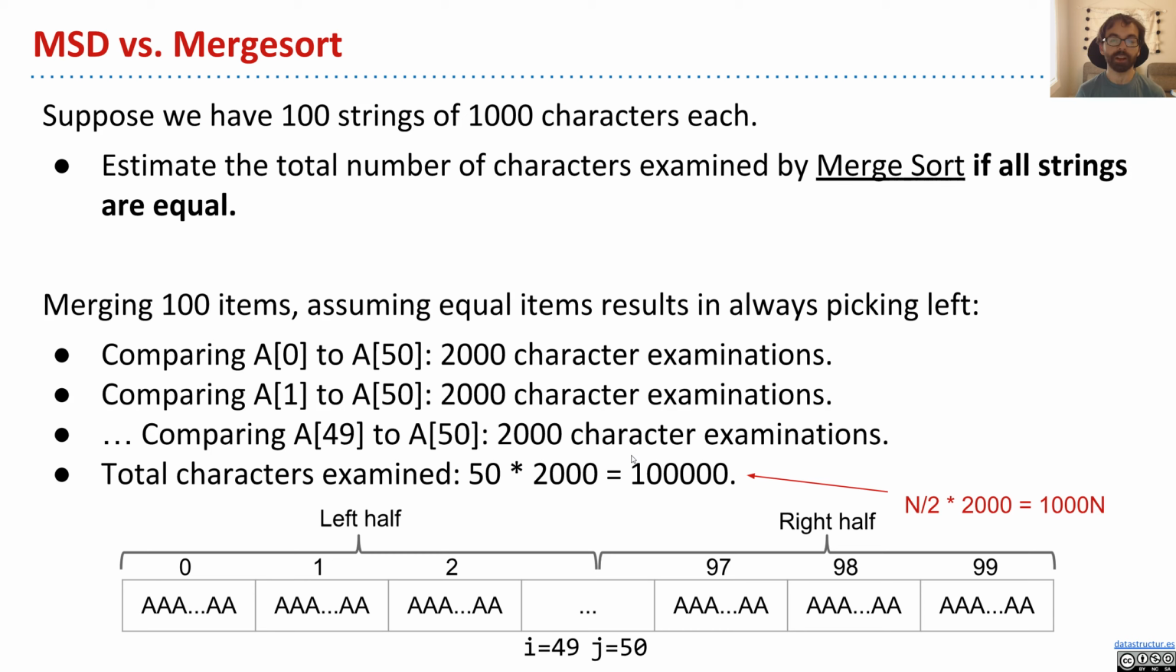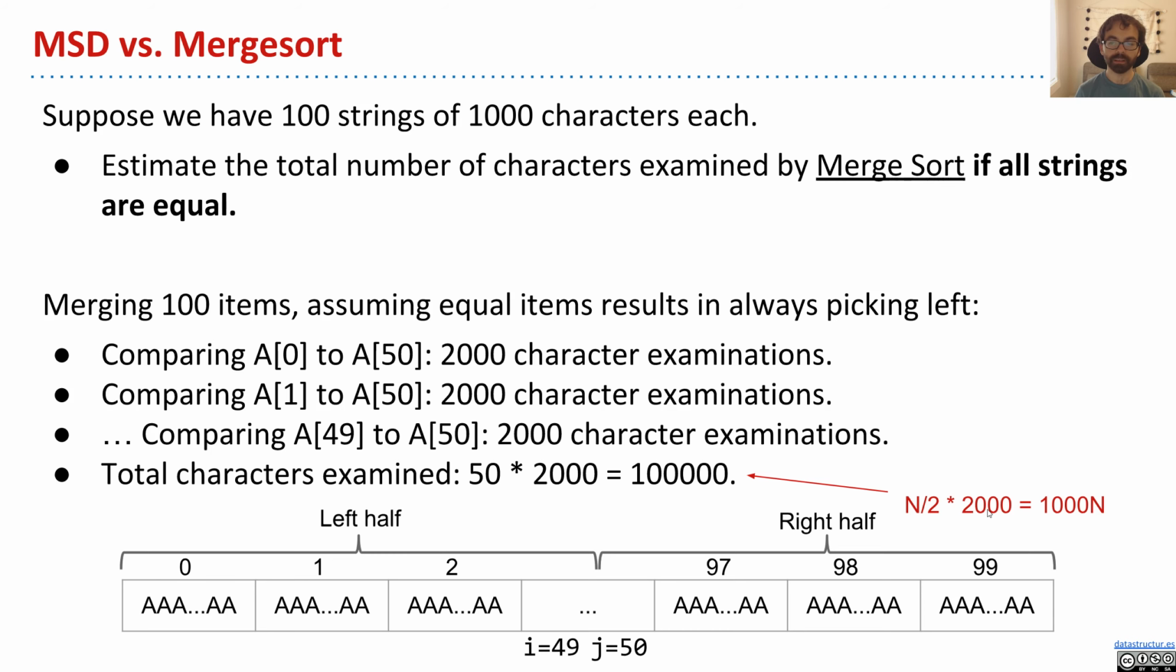this single merge operation. At that point, you no longer need to look at the characters in the right half because there's nothing left in the left half, so you're just going to copy all of these over. And so if we generalize this pattern, the total number of characters examined will be N over 2, that is all of the left half strings, times 2,000, because for each of those pairwise comparisons, we're doing 2,000 character examinations, since all the strings are equal. If the strings were not equal, it's possible that maybe the top character would differ and it would be cheaper, but here, since I said all the strings are equal, it's going to be exactly 2,000.